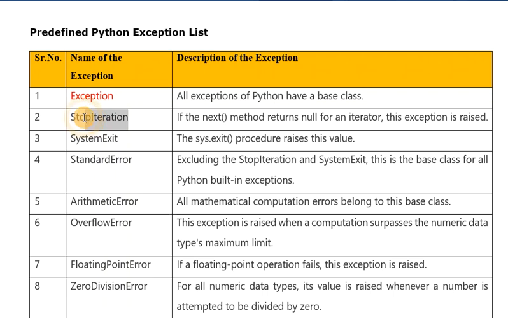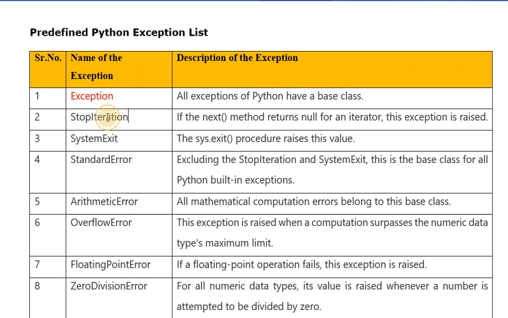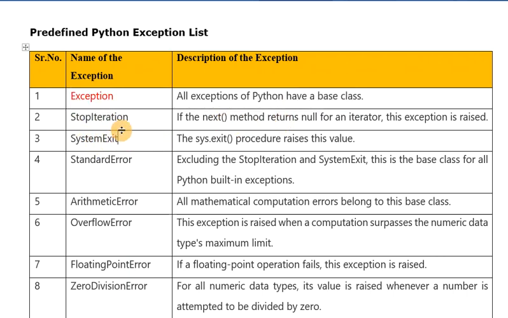So this one we have already seen in a previous episode. There I was showing you the iterator. So there we have raised the one exception. It is used just to stop the next method. Now next here there is a system exit, standard errors.